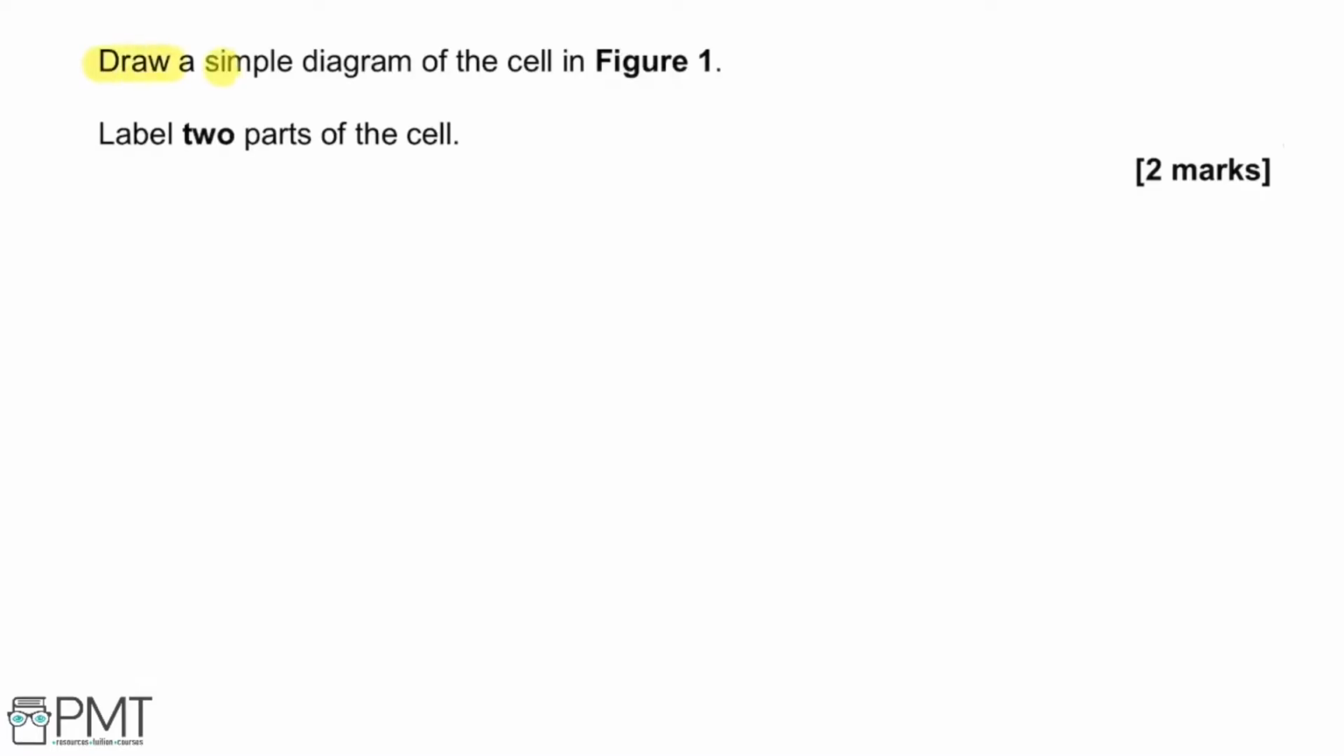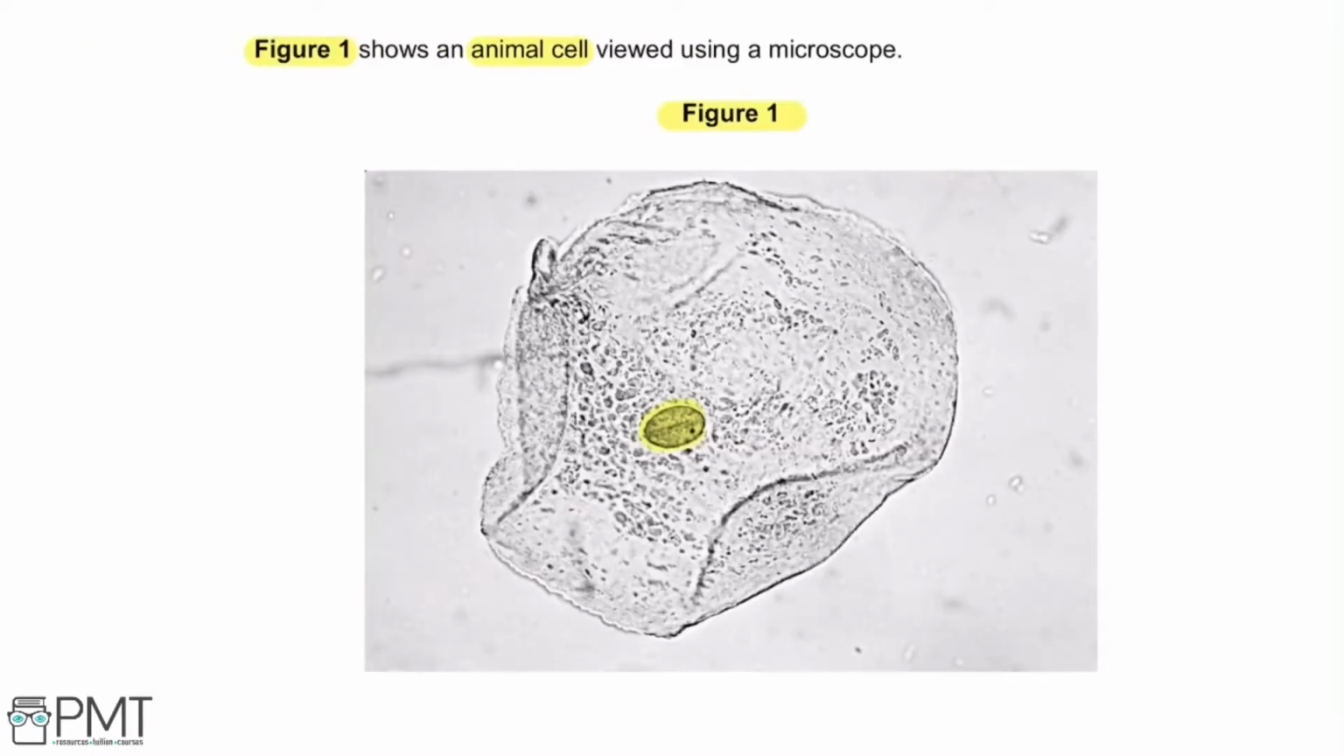Draw a simple diagram of the cell in figure 1. Label 2 parts of the cell. So if we have a look back at our figure 1, we've already got some key components. We've got that general outline over there, which is going to be the cell wall, and we've also got the nucleus, which we mentioned earlier.